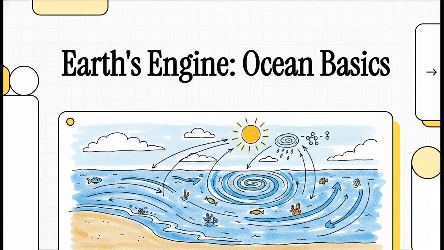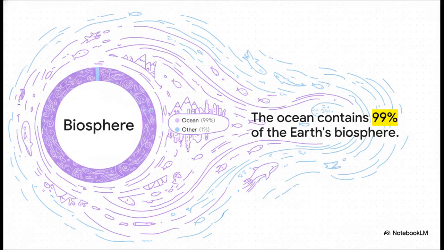Everything from the crazy weather you experience, all the way down to the very air you breathe, is governed by the mechanics of this system. To truly appreciate the scale of this engine, consider this absolute mind-bending statistic. A staggering 99% of the Earth's entire biosphere, meaning the total volume of space where life exists on this planet, is contained entirely within the ocean. Think about that for a second. Every dense forest, every jungle, every mountain range, and every single city combined makes up just that tiny 1% sliver.